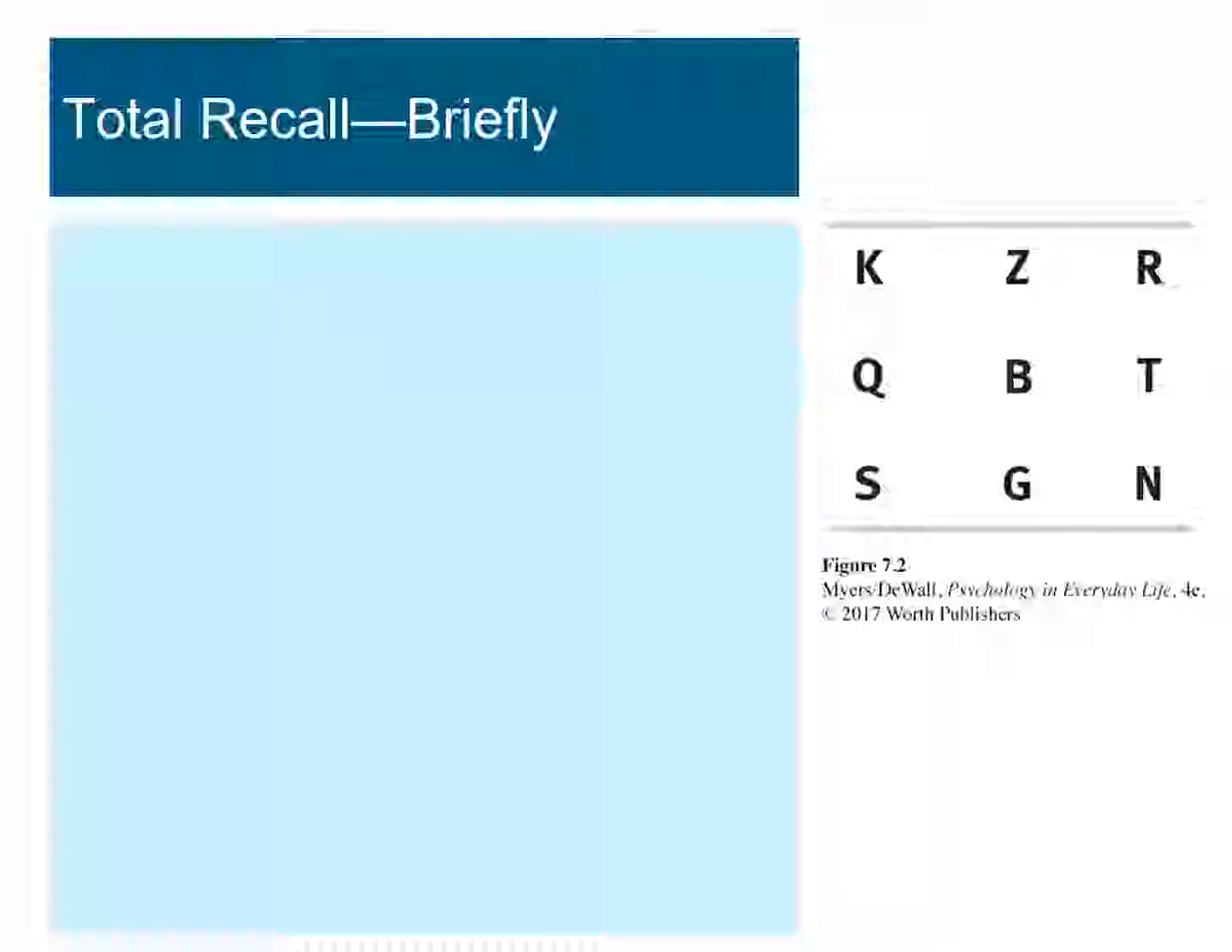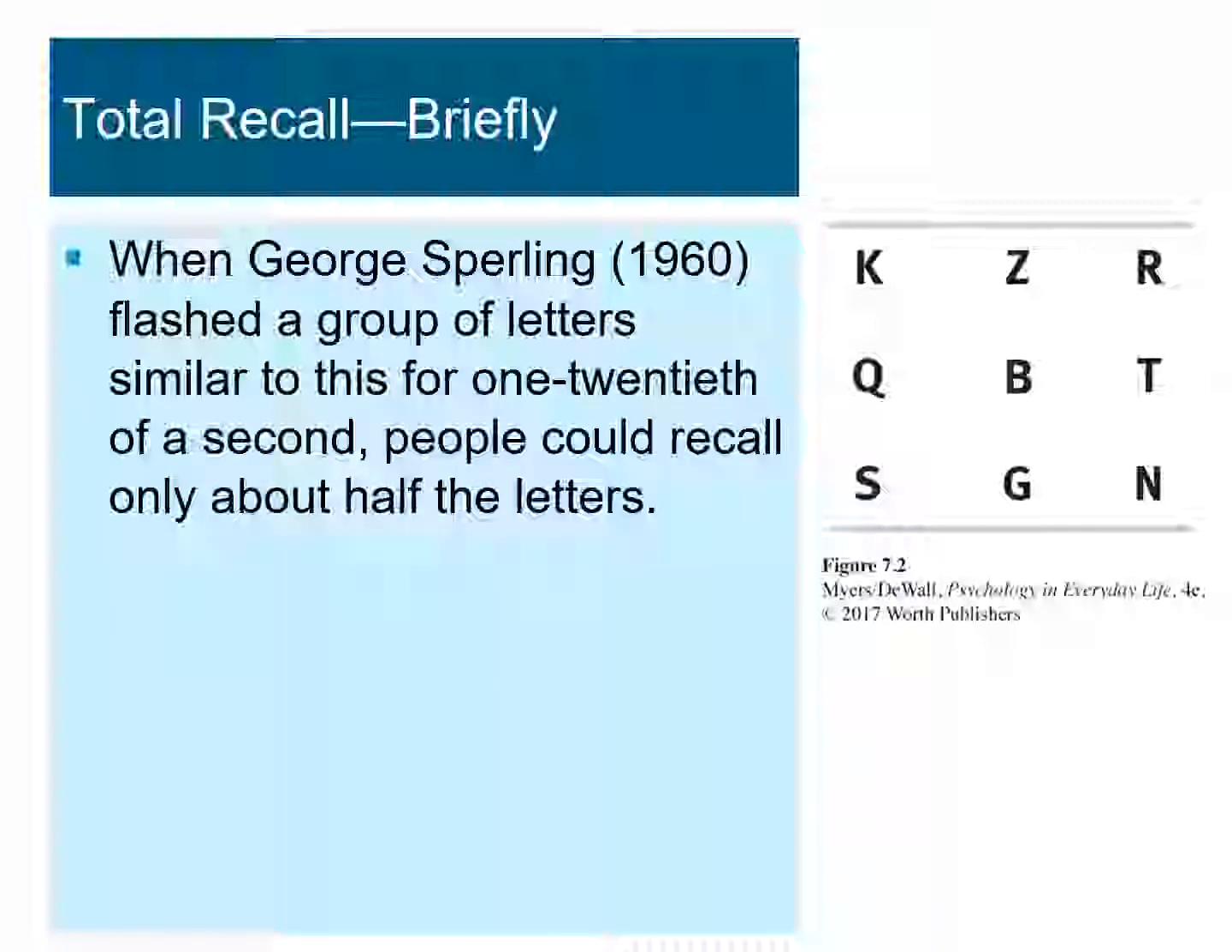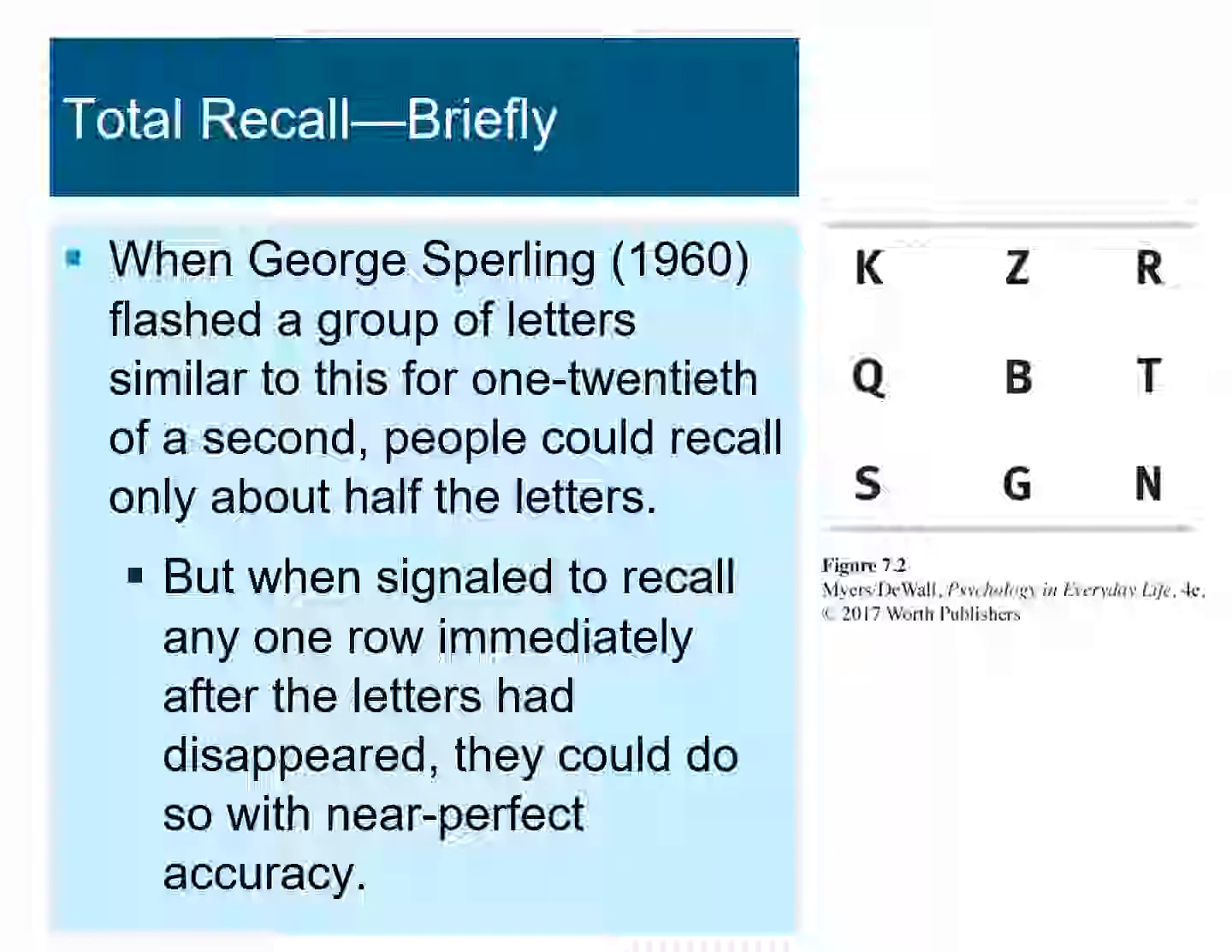So we'll talk about total recall briefly. When George Sperling in 1960 flashed a group of letters similar to this one for 1/20th of a second, that's pretty short, people could recall only about half the letters. But when signaled to recall any one row immediately after the letters had disappeared, they could do it with near perfect accuracy. So you have it for a brief moment, and then if you don't do anything with that information, it goes away. And they probably could only focus on one row, and that's why the one row is something that they could remember.